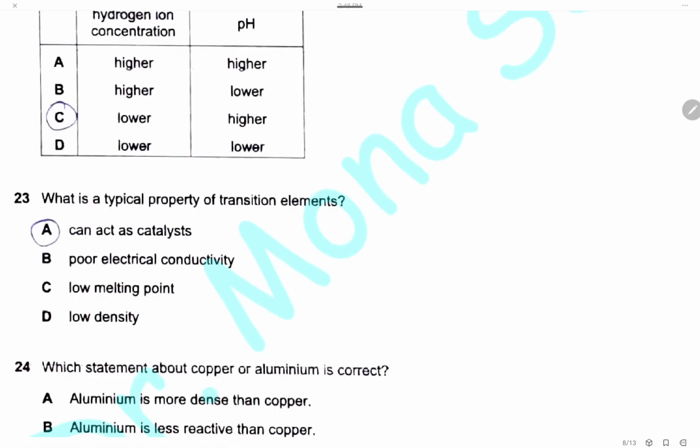Question 23. What is a typical property of transition metal? Transition metal can act as a catalyst, so the answer is A.